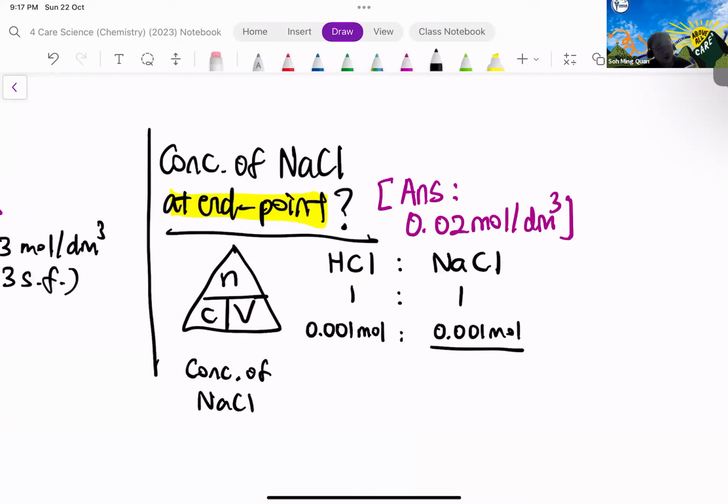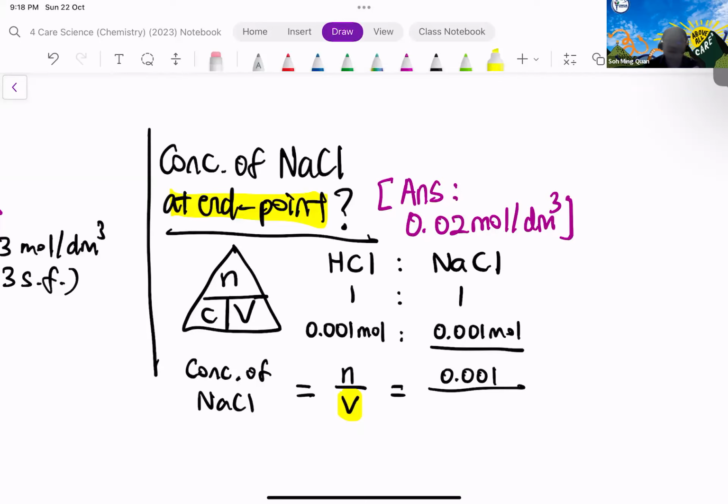The concentration of NaCl at the endpoint is the number of moles over volume. The number of moles is 0.001. However, the trick lies in the volume. Now, what is the volume of solution at the endpoint? Some students may think, oh, the volume of solution is 30 cm3 because I added 30 cm3 of NaOH. Some students will say, oh no, the volume of solution is 20 cm3, I put 20 cm3 of acid into the flask. But the answer is neither.